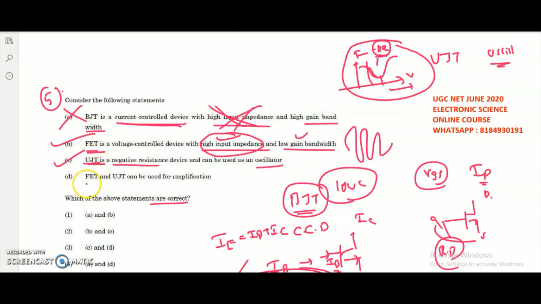And coming to option D, FET and UJT can be used for amplification. It is a wrong one. FETs are used for amplification and UJTs are useful for oscillators, right? So that means here B and C are correct. So the second option is the correct one.